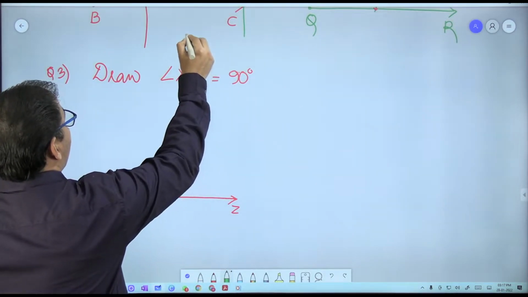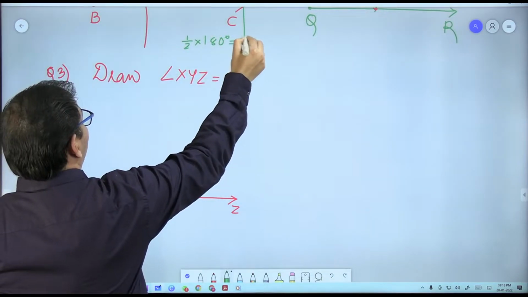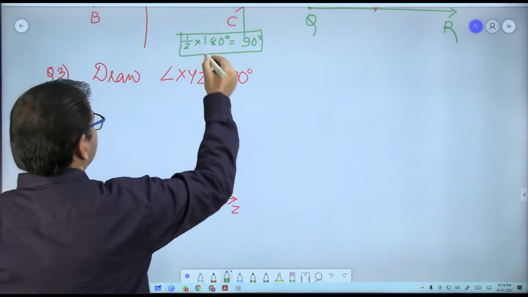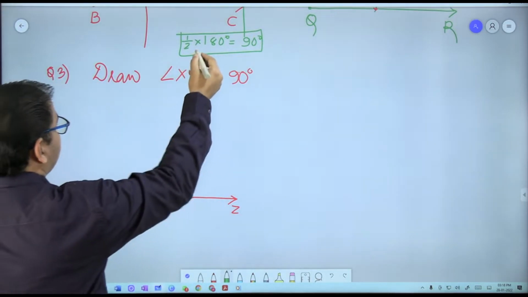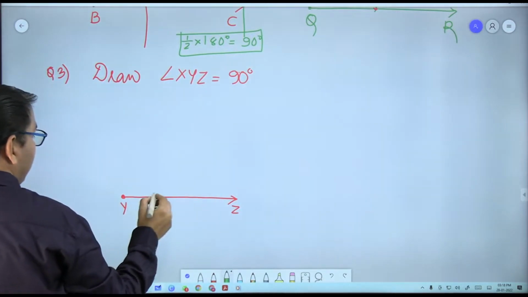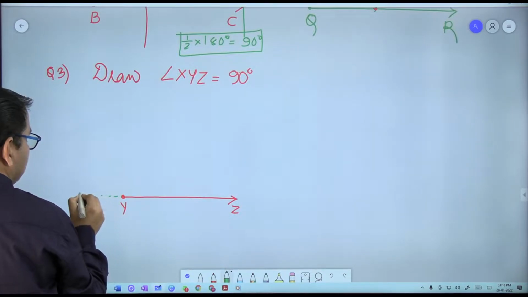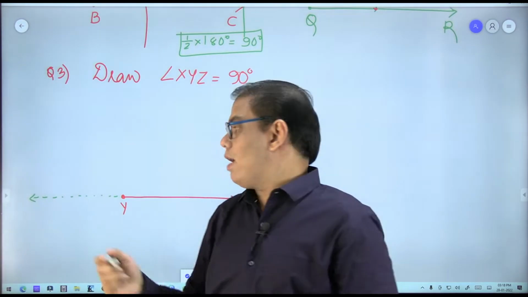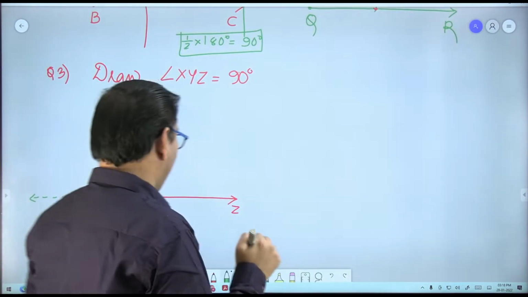We know that half of 180 is equal to 90 degree. Do you agree with me? So what we will do is we will draw a straight angle which is 180 degree. Okay, we will draw a straight angle and we will bisect it. Fine. Now I will extend this ray backwards. Have you seen what I have done? I have ray YZ and I have extended this ray YZ on the back side.